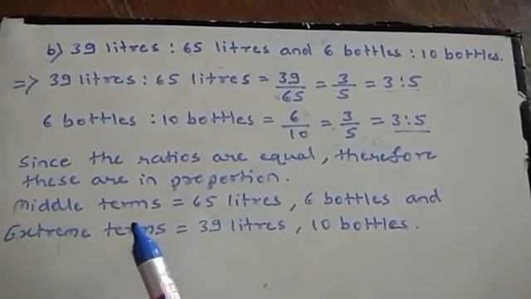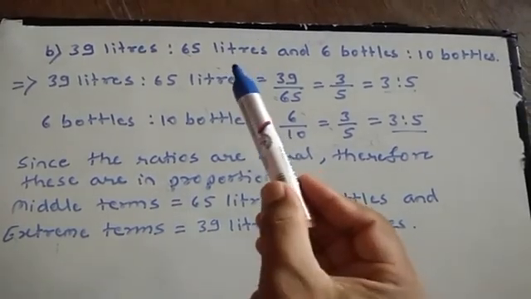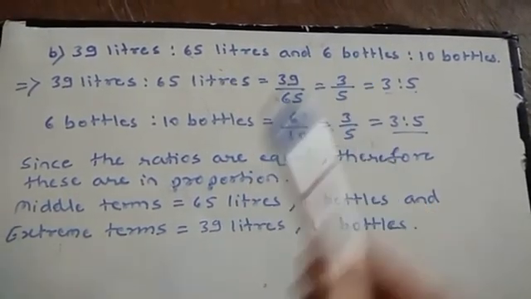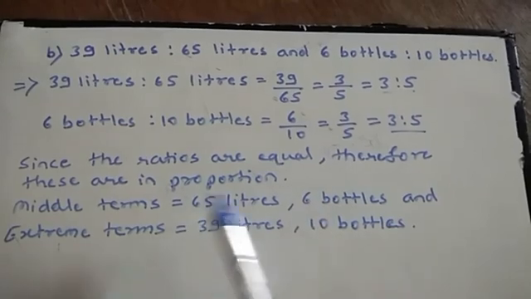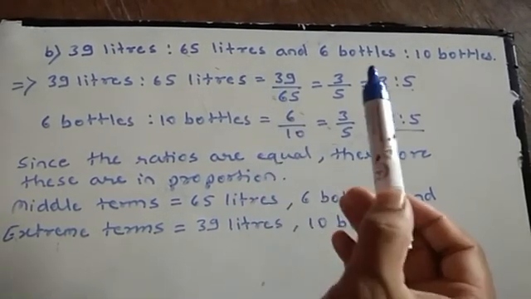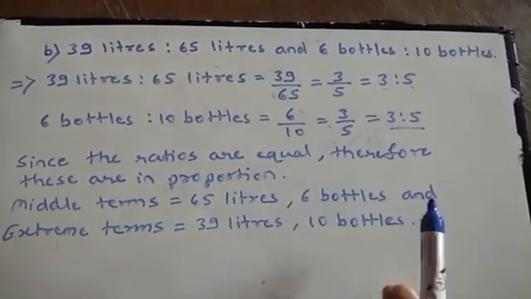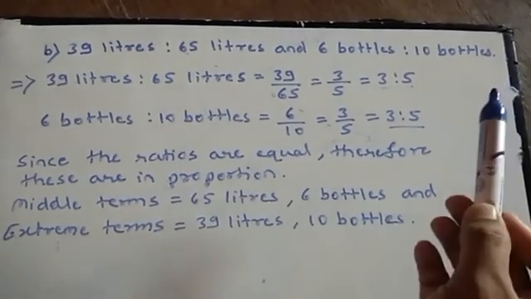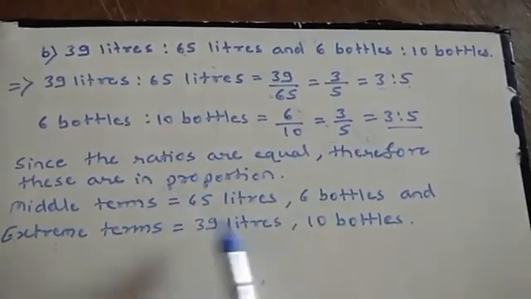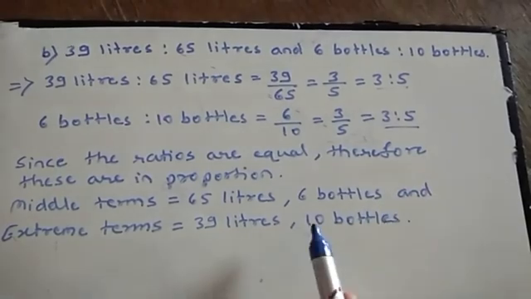Middle terms are, as I already told, the second and third terms are middle terms. Therefore 65 liters and 6 bottles are the middle terms, and the first term and last term, that is 39 liters and 10 bottles, are the extreme terms.